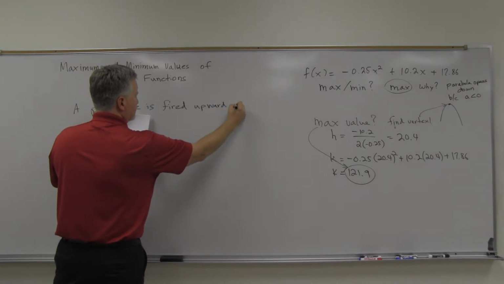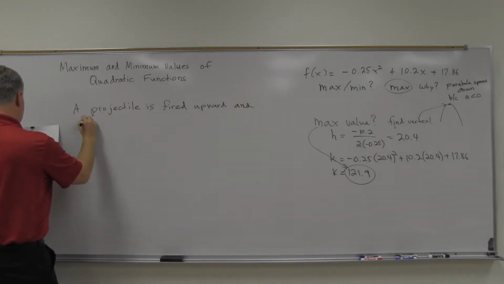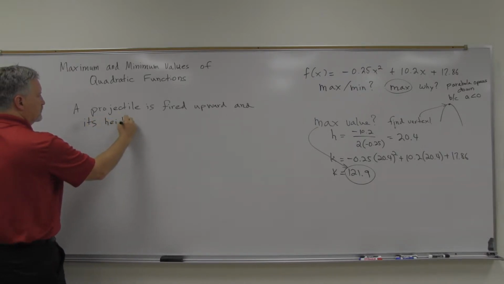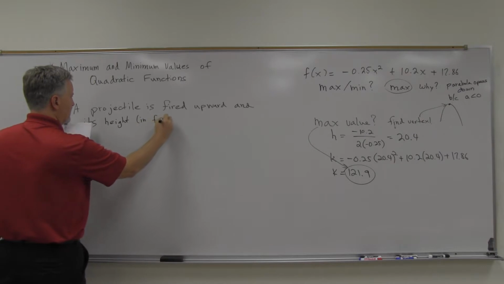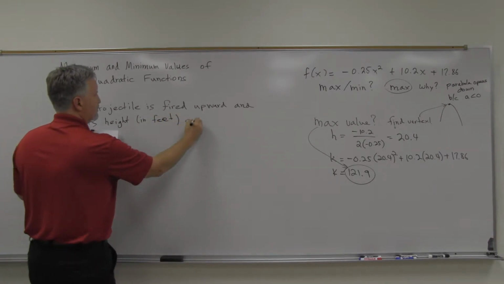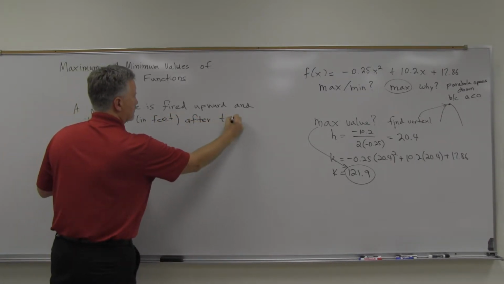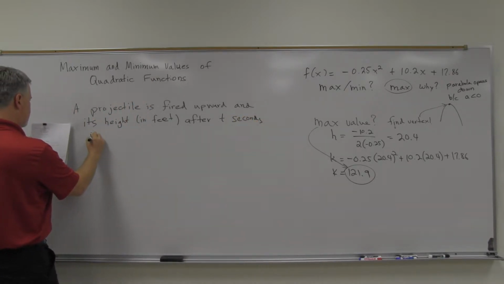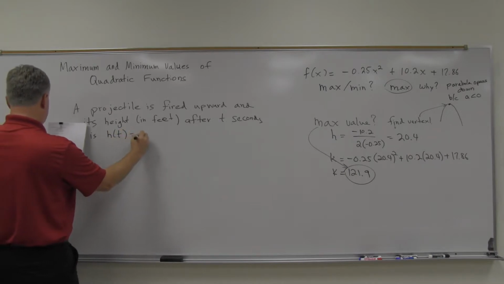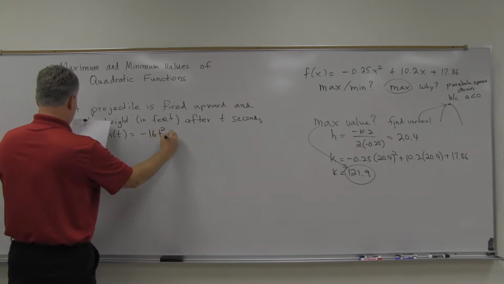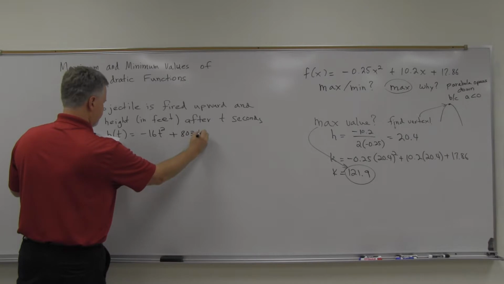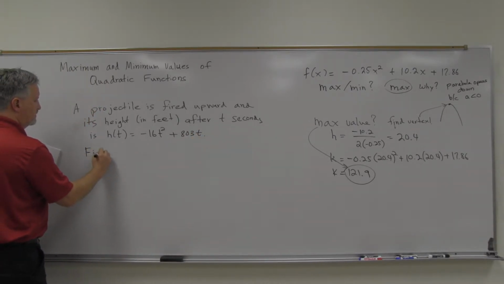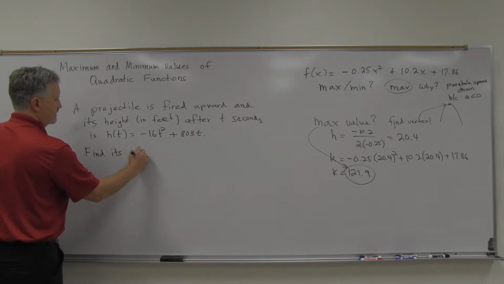And its height in feet after t seconds is h of t equals negative 16t squared plus 803t. Find its maximum height.